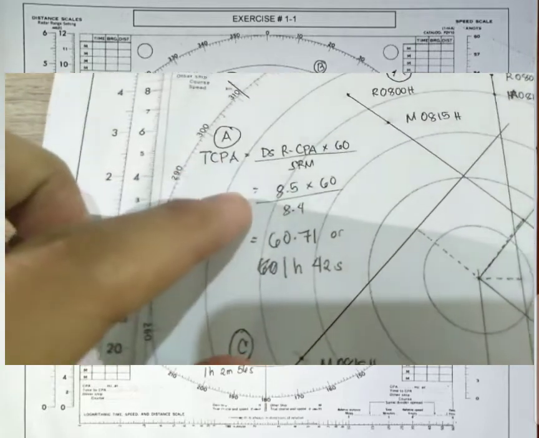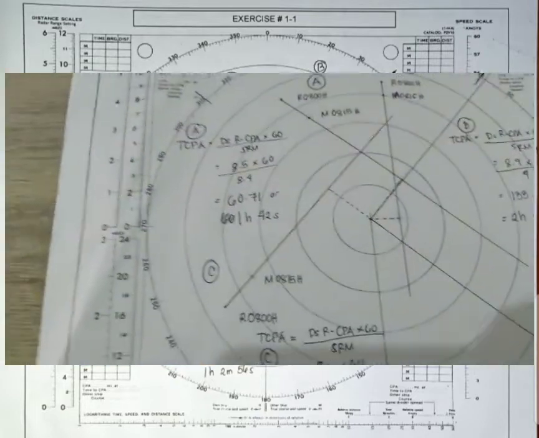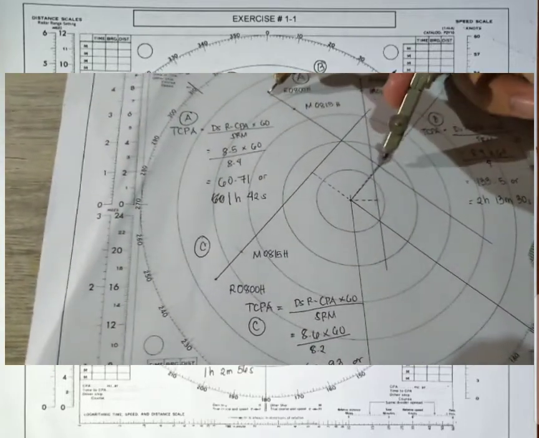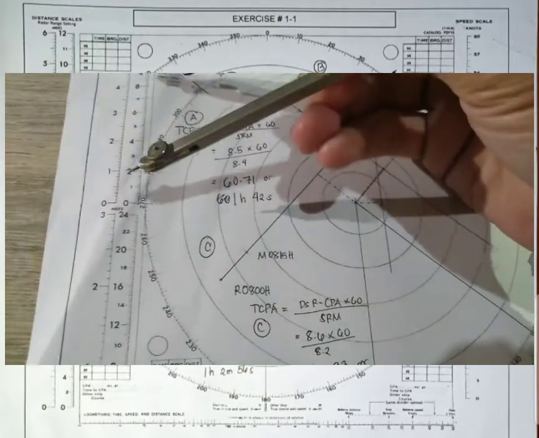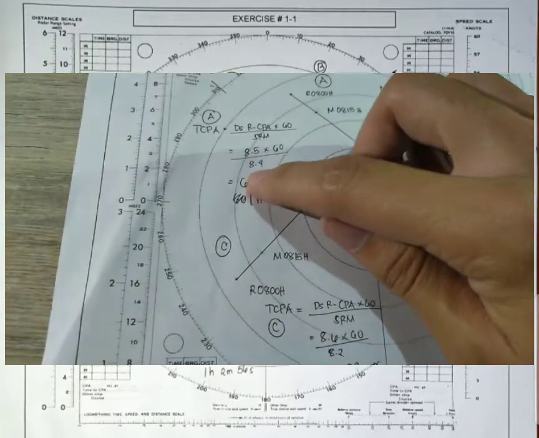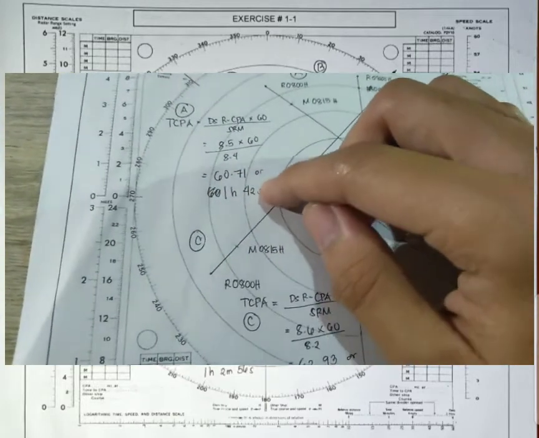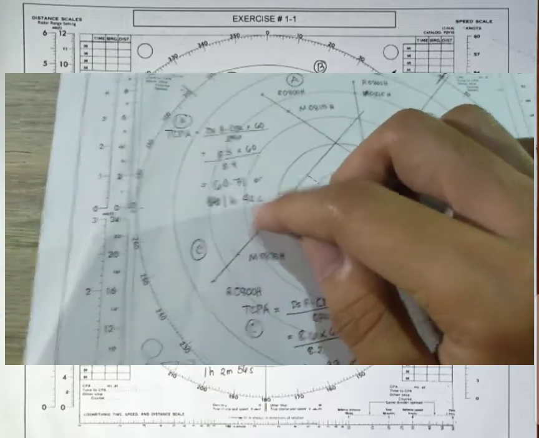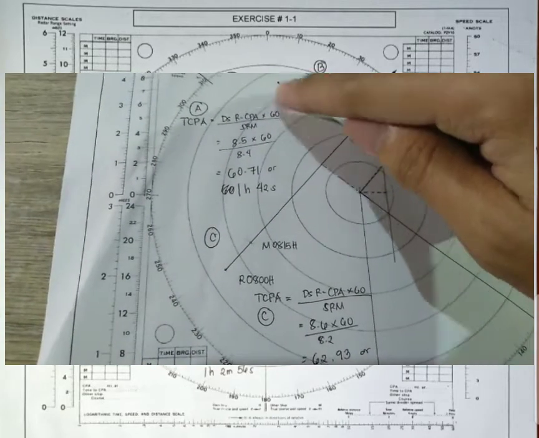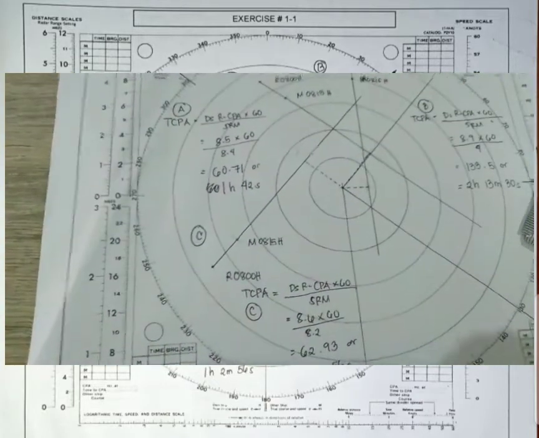And so for the TCPA, here's the calculation: the distance R to CPA times 60 divided by SRM. So the distance from R to CPA, right in this point, measure that with our compass divider and then transfer it to our scaling. So that is 8.5, times 60, divided by the speed of relative motion, 8.4. So that is 60.71 minutes, or for the time, 1 hour and 42 seconds to close point of approach. So from 8:00, after 1 hour and 42 seconds is the close approach.